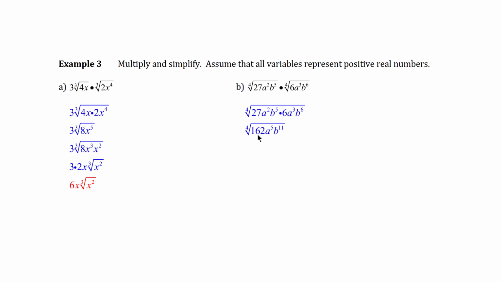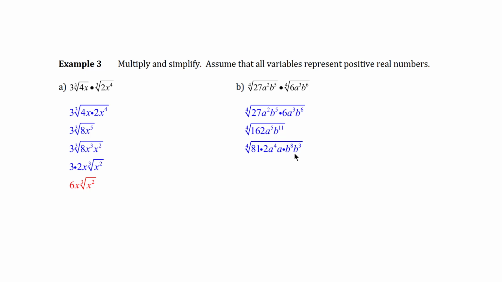Next, I rewrote 162 as a product of two numbers where one number is a perfect fourth power, so I have 81 times 2. Next, I rewrote a to the 5th power as a product of two variables where one variable has the largest exponent we can make out of 5, which is a perfect fourth power. So I have a to the 4th power times a. Next, I rewrote b to the 11th power as a product of two variables where one variable's exponent is the largest perfect fourth power we can make using 11. We get b to the 8th power times b cubed.